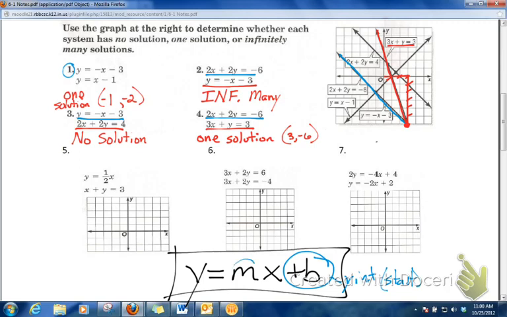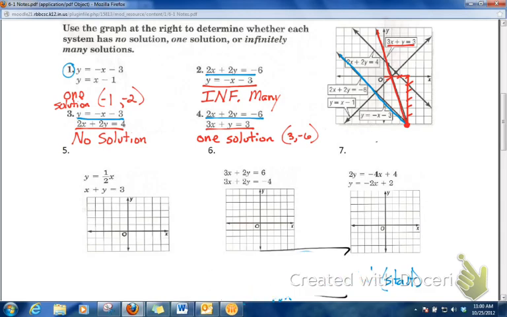And then using your m as your slope, and again, slope is rise over run, you'll use this to graph these equations. After you graph them, you tell me how many solutions they had and what the solution was if it was a one solution answer. So let's look up here.